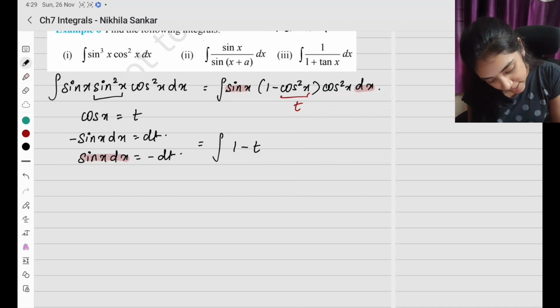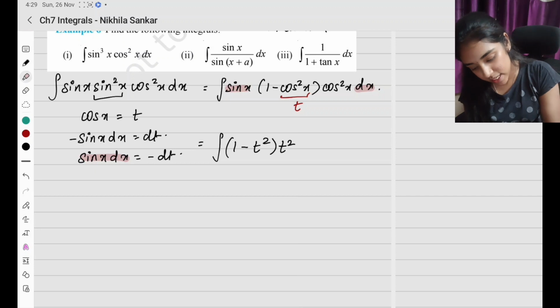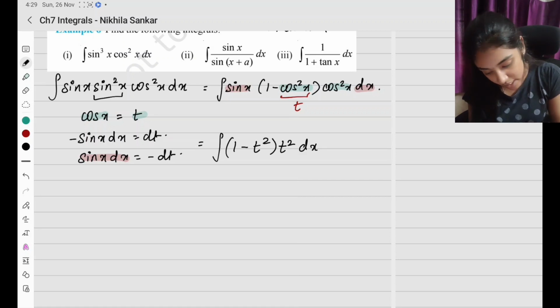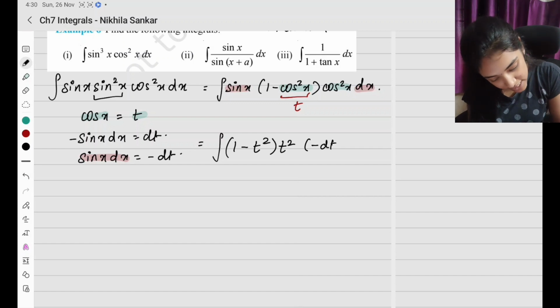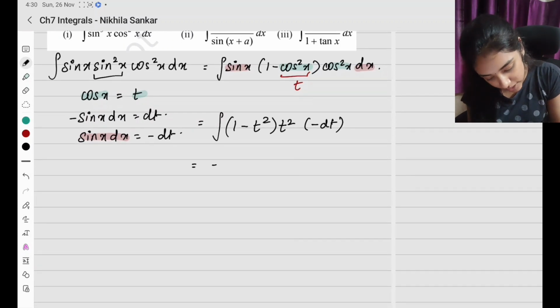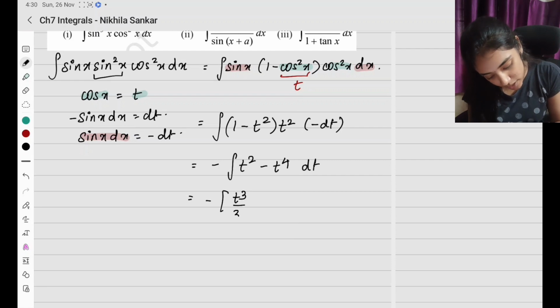So I have 1 minus t square times t square. These are all cos, right? So cos square, cos is t. So cos square is going to be t square, times, in place of dx, what do we write? You have sin x dx replaced by minus dt. So if I take the minus outside, what will I have? Minus integral. I multiply this: t square minus t power 4 times dt. When I simplify, I'll have minus of t cube divided by 3 minus t power 5 divided by 5.